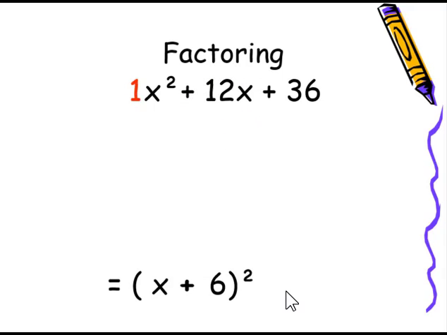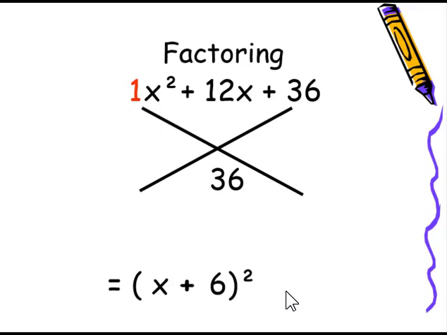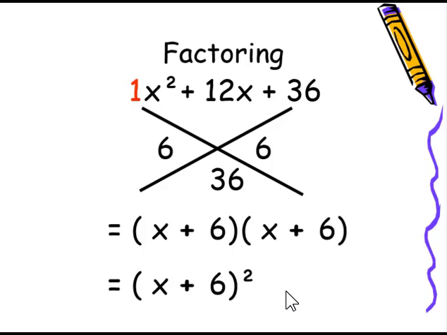If we wanted to show work, 1 times 36 is 36. What two numbers multiply to give us 36 but add to give us 12? And that would be 6 and 6. So then we can write this as x plus 6 times x plus 6, which is x plus 6 squared.